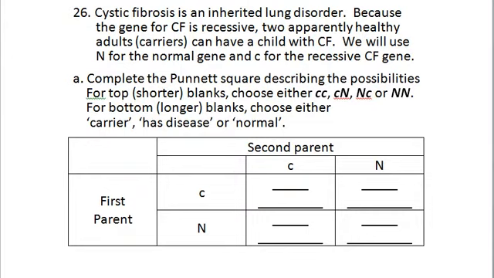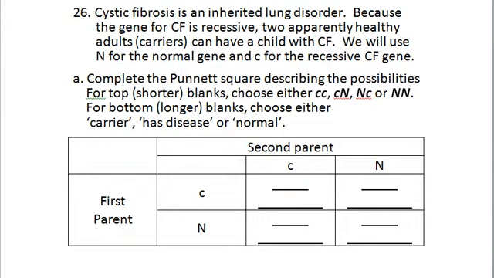Okay, this problem says cystic fibrosis is an inherited lung disorder. Because the gene for cystic fibrosis is recessive, 2 apparently healthy adults who are called carriers can have a child with cystic fibrosis. We will use N for a normal gene and C for the recessive cystic fibrosis gene. So they're using a capital letter for the normal gene, and they're using a small c for the recessive gene, and the small c indicates that it's recessive.